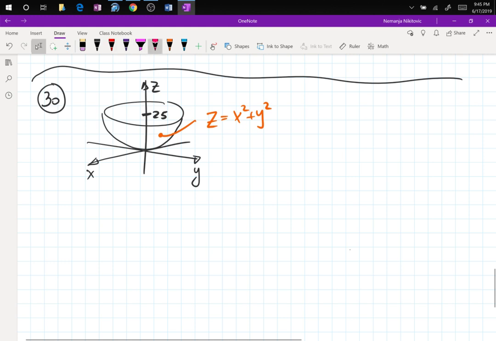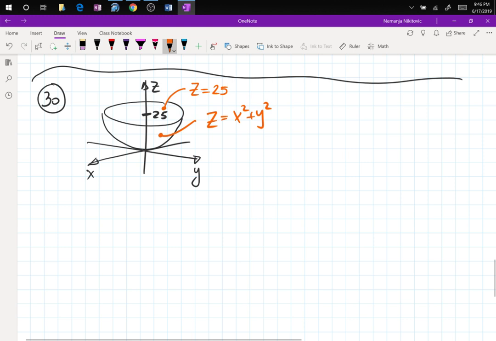Do we all agree that this over here is the top of the object? What's its equation? Of the top. Just z equals 25. Good.